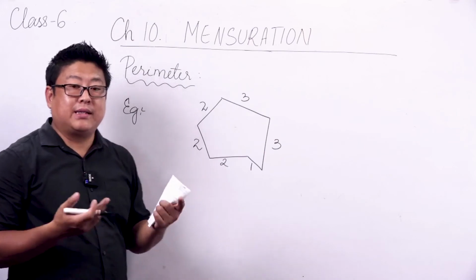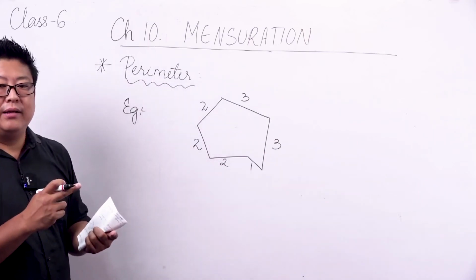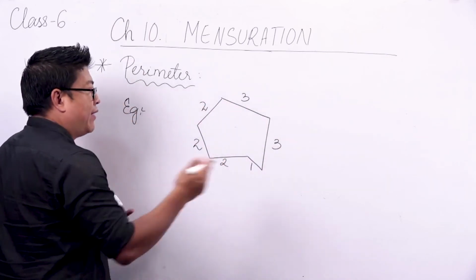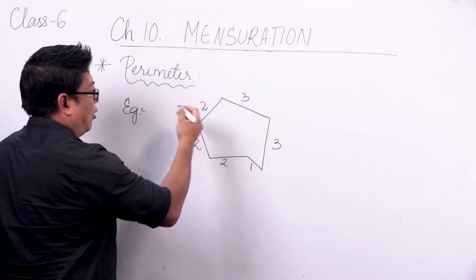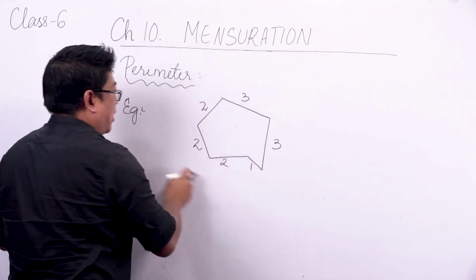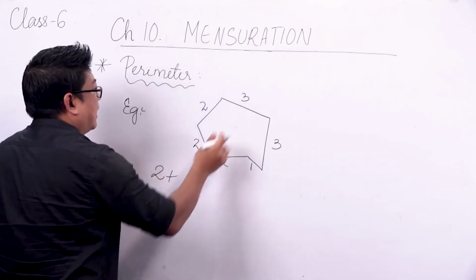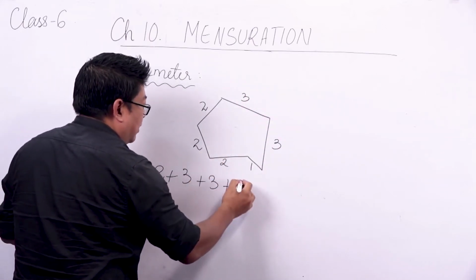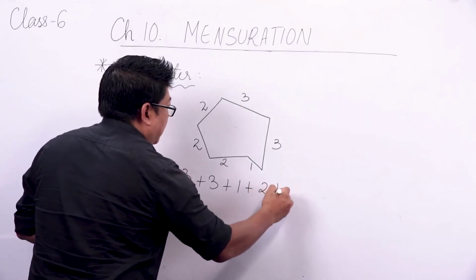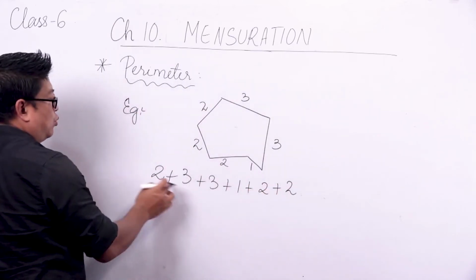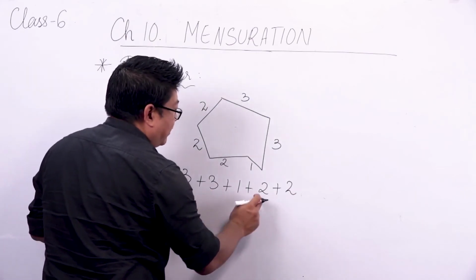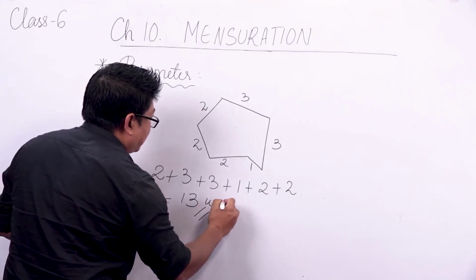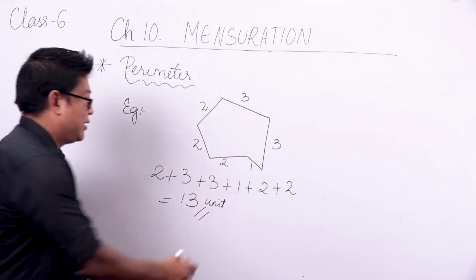So perimeter is simply the total boundary, right? The total boundary. So we have the length of all the sides, so it becomes very easy. You simply have to add them all. Let's start with this and go around like this. 2 plus 3 plus 3 plus this one, 1 plus 2 plus 2. So 2 plus 3, 5, 5 plus 3, 8, 9, 10, 11, 12, 13. So we have total perimeter is 13 units.